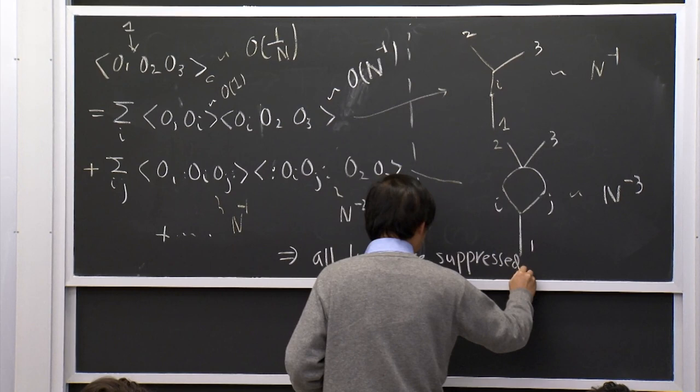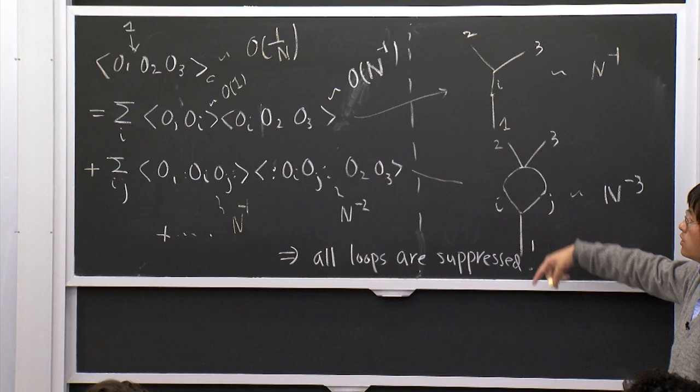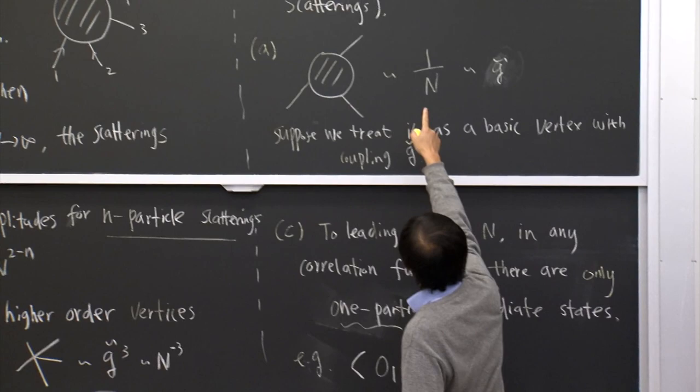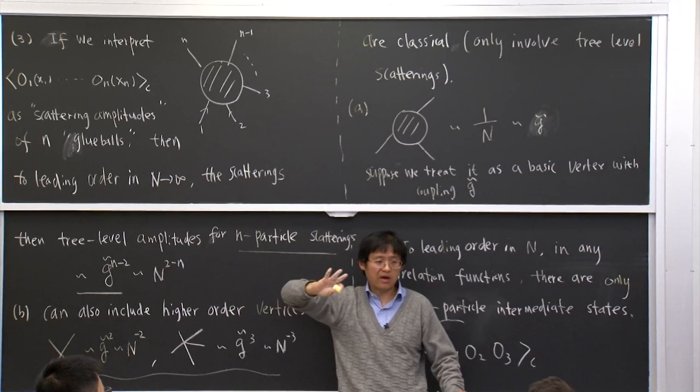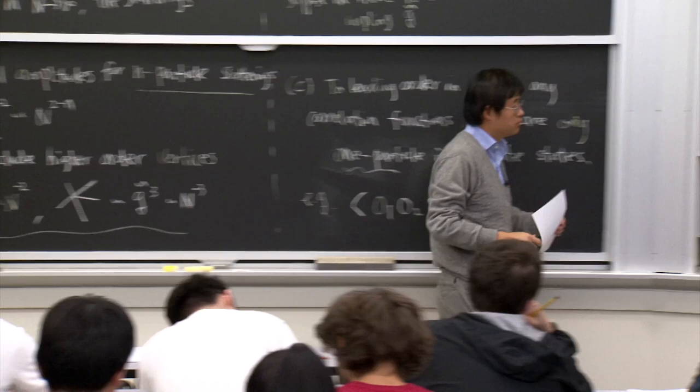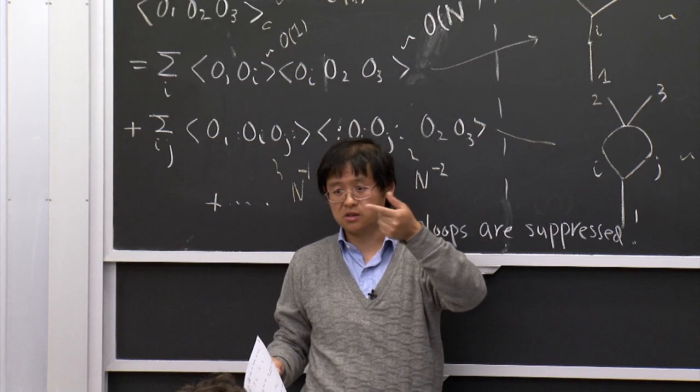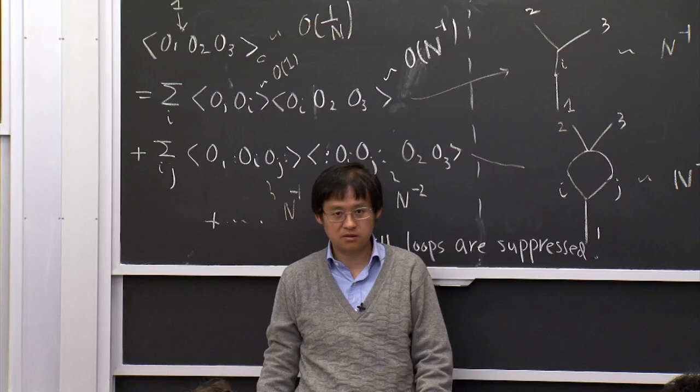And so A, B, C together justify the statement that to leading order, this scattering amplitude involves only tree level. When you have only a tree-level scattering, this is like a classical story. As you learn in quantum field theory, the loops can be considered as quantum fluctuations. And if you only have trees, it's essentially just a classical process. So when you solve the classical equation of motion, what you get is the tree-level processes, OK?